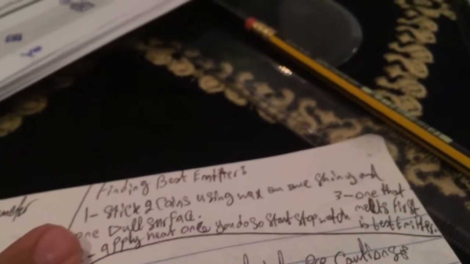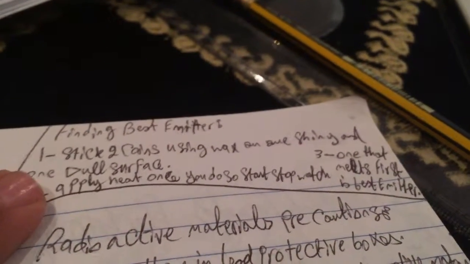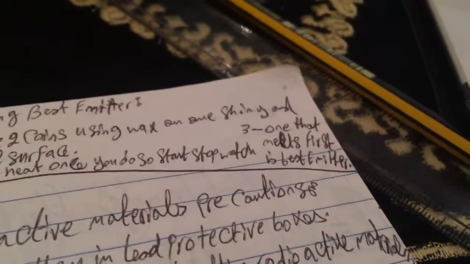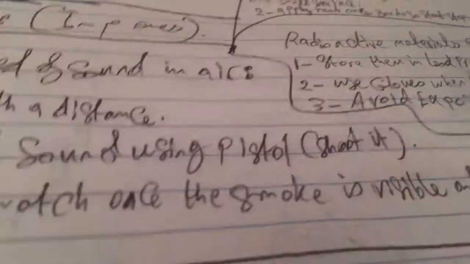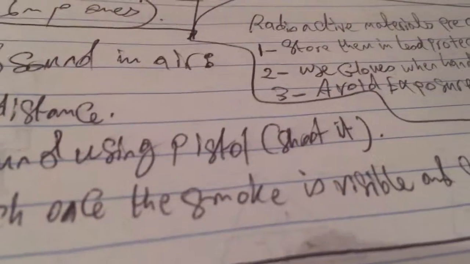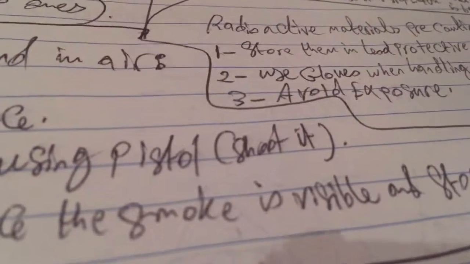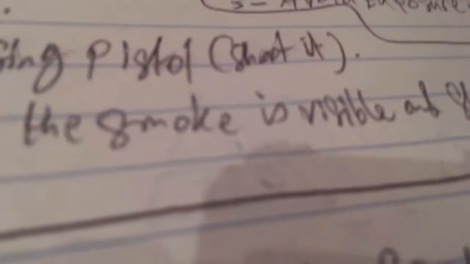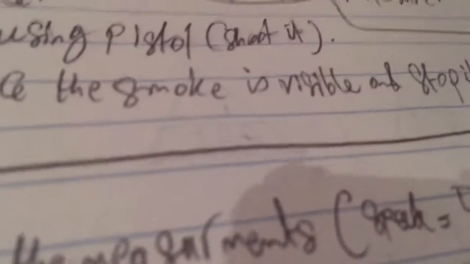Stick coins using wax on one shiny and one dull surface. Apply heat once you do so. Start the watch, and stop the watch at the end for sure. The one that melts first is the best emitter. So between the dull and shiny surface, for sure the dull one is the best emitter, because it's the one that absorbs the most, so it's the coin that will melt off first.